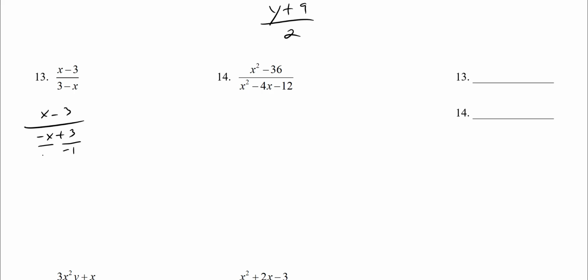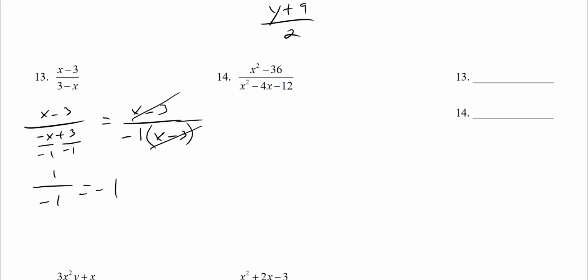So watch what happens. If I factor negative 1, I get x minus 3 on top again, and I factor out negative 1, and I get negative over negative is a positive, so x minus 3. So notice the x minus 3's now can cancel out because you have the same at the top and the bottom. And you really have 1 over negative 1, which is negative 1.